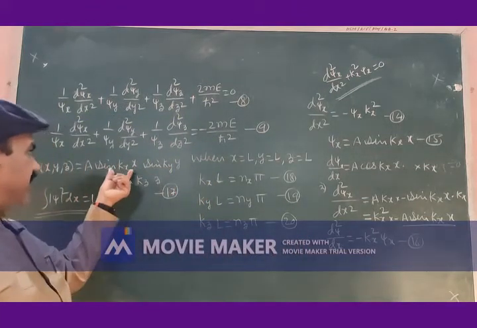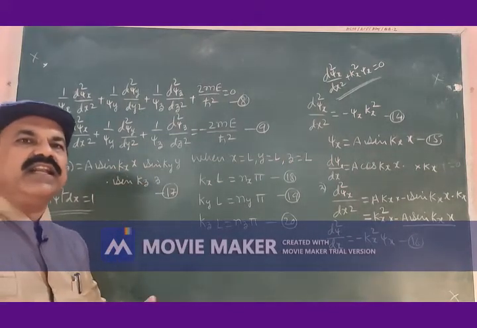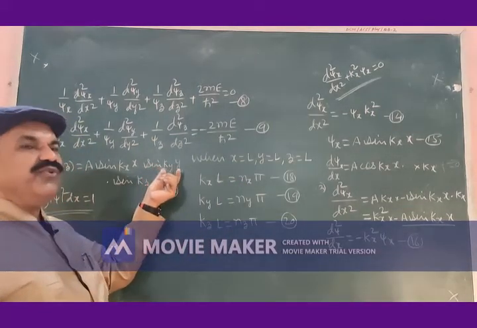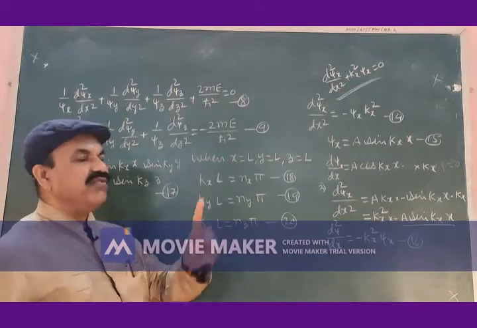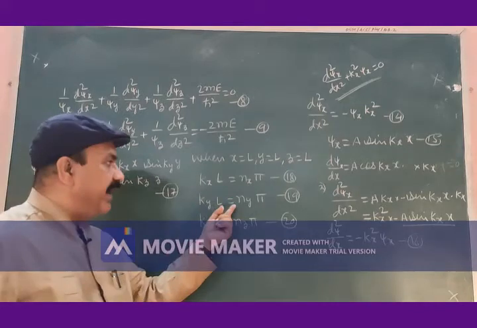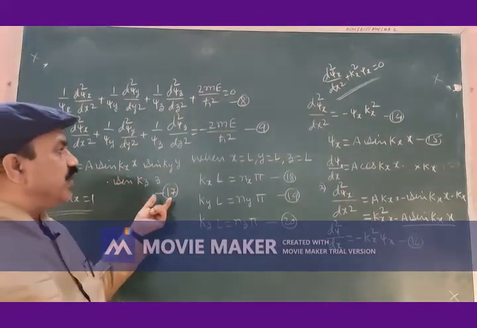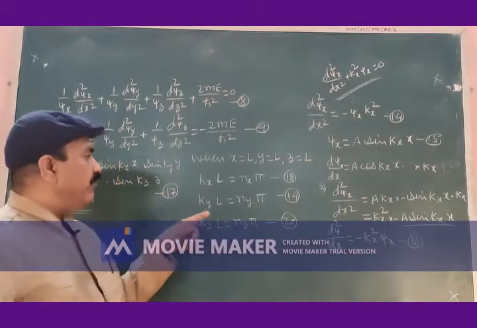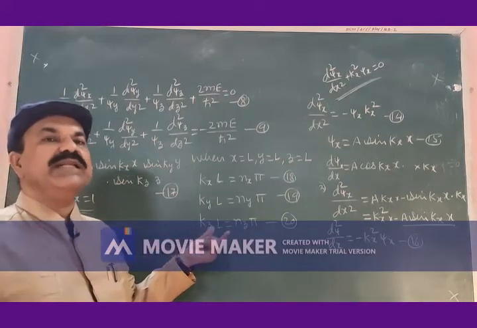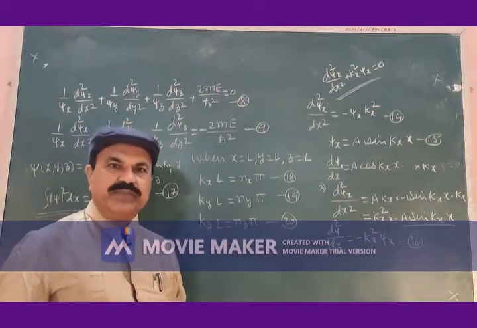It means that sin kx into x will be 0 if the angle kx L is an integral multiple of pi, that is nx pi. Sin ky into y will be equal to 0 for y is equal to L if the angle ky into L is an integral multiple of pi, ny pi. Sin kz into z should be equal to 0 if z is equal to L, provided that the angle kz into L will be equal to an integral multiple of pi, that is kz into L is equal to nz pi.